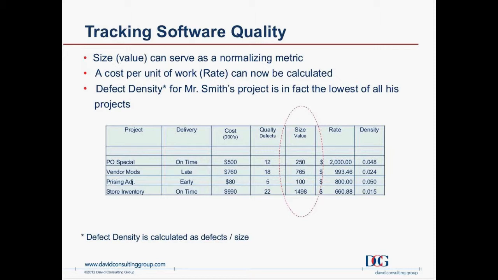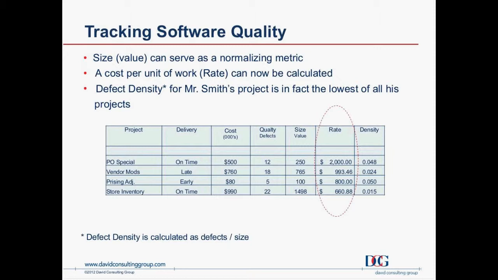And you can see that the store inventory project had the biggest size, the greater number of features and functions or value being provided to the end user. And if you think of that size as a unit of work measure, and we did a calculation looking at the costs and size, we could come up with a cost per unit of work. And because of the large amount of features and functions being delivered, the cost per unit of work for the store inventory project was actually the most economical of the four projects.